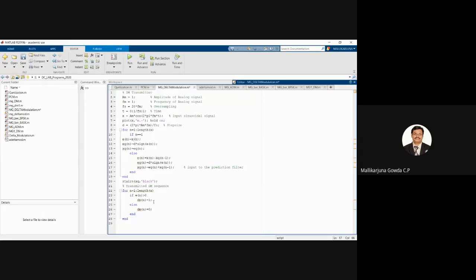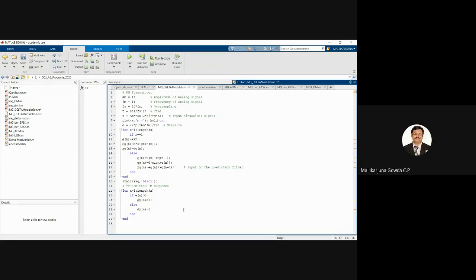If E of n is greater than 0 means plus delta. So encode that as 1. Else encode that as 0. Means if E of n less than 0, right? We will be representing it by decrementing it by delta, minus delta. So we are encoding that as 0. So this is just for encoding. Okay, is this clear? Yes, sir, clear.